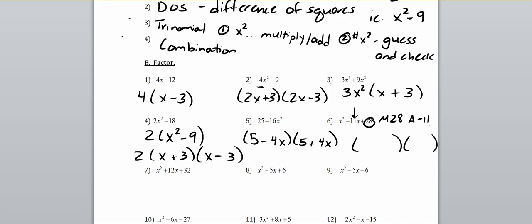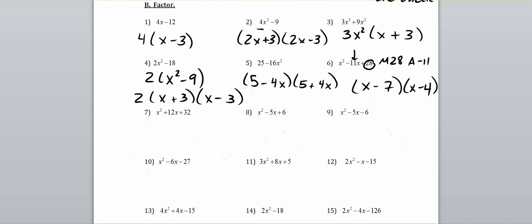Well, 7 times 4 is 28. And if I do negative 7 and negative 4, that could add to give me negative 11, and a negative times a negative would be a positive. So I could do x minus 7, x minus 4. And it doesn't matter what order you do them in, you just need to be including them both. And again, if I were to FOIL this, I'm going to get back what I started with if I did the problem correctly.